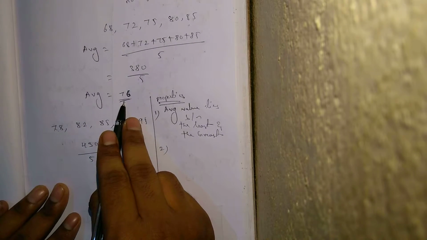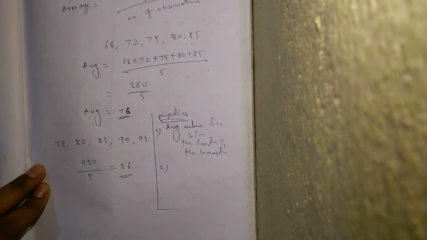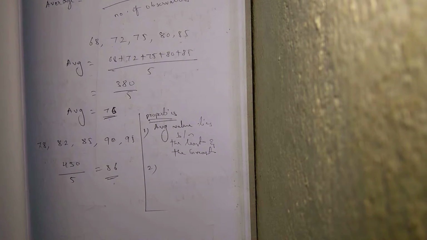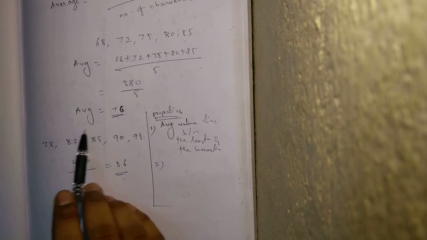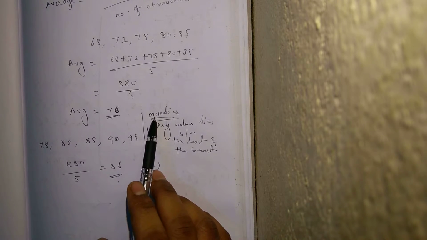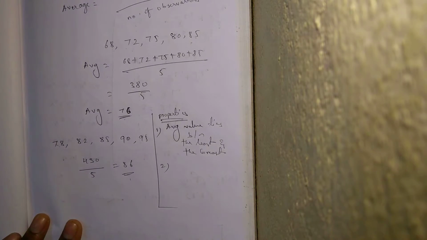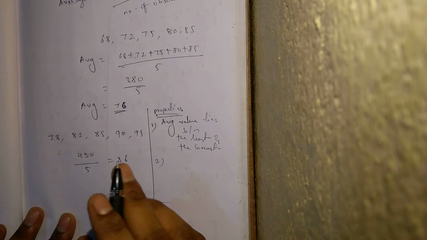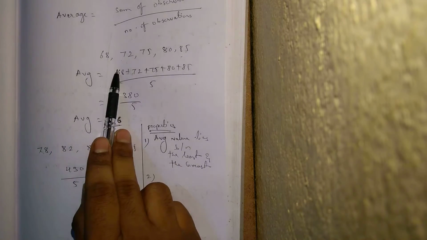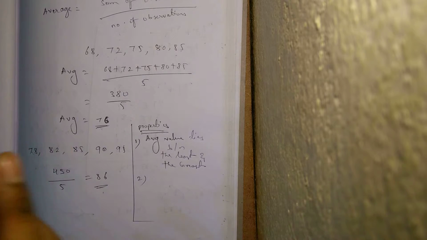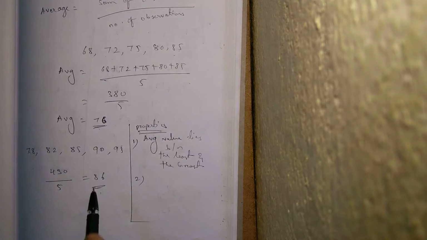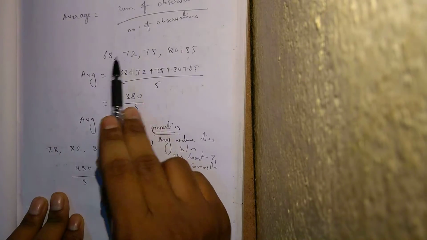See here, the average was 76 and now the average mark is 86. So if in each and every subject the marks increased by 10, the average will also increase by 10. What you can generalize is, if each variable in a group increases by k, the average also increases by k. Here, the marks increased by 10 in each subject, so the average also increases by 10.